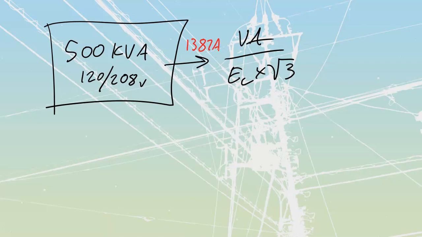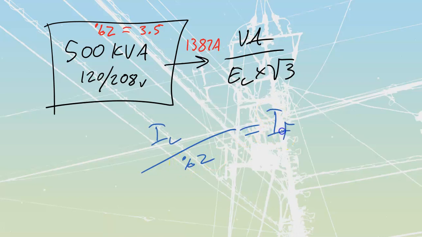Now, every transformer is going to have a percent Z that's going to be labeled on it. This is our percent impedance, which is something we divide our line current by. If this one has the label of being 3.5%, that means we take this value of current, my I line, divided by my percent Z, and that equals my I fault. This is a common formula that you should have memorized at this point.